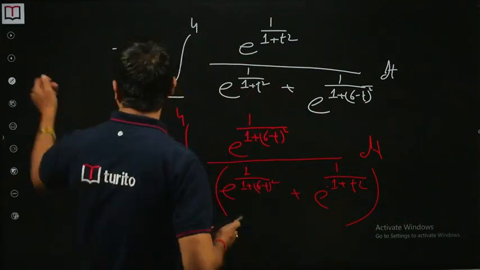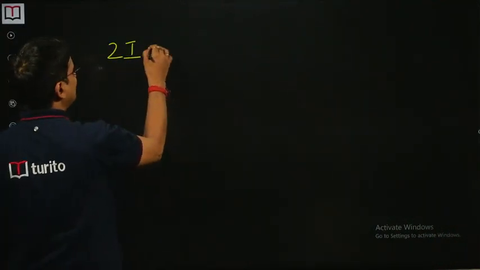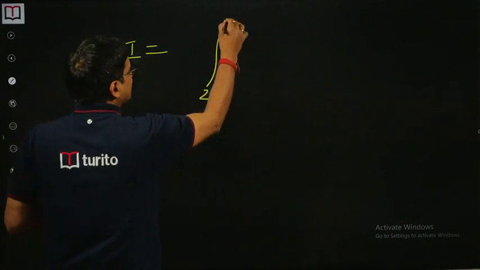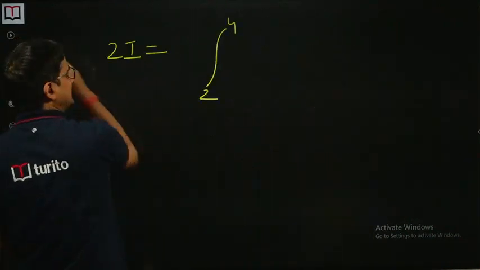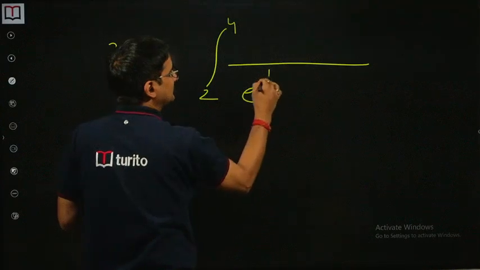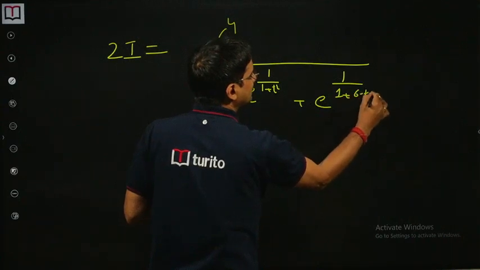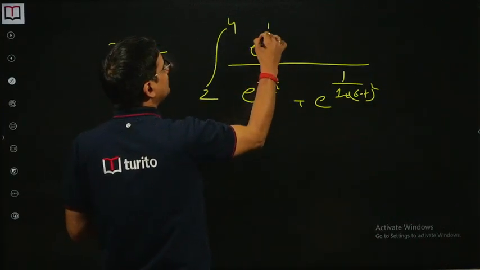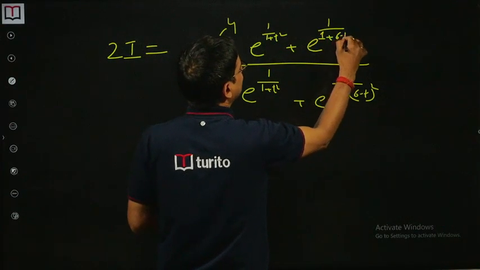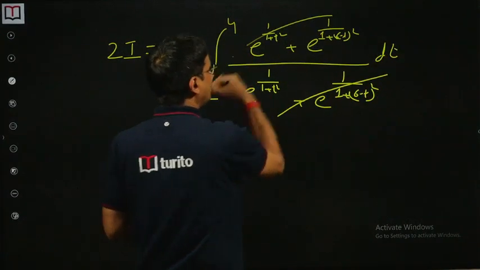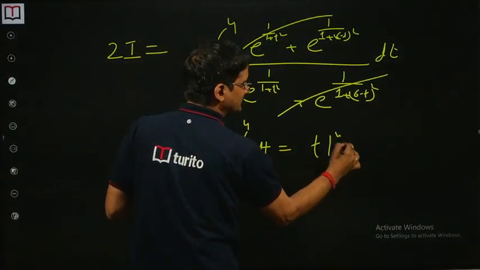And then what do we do? Almost every time we apply Bahubali property, we add the given integral and the one obtained by applying the property. Since denominator is same, when you add them, denominator remains same. So 1 upon 1 plus t square plus e raised to power 1 upon 1 plus 6 minus t whole square, and then what do we get? Whatever we have in denominator itself. That's gone. So it's nothing but the integral 2 to 4 dt, which is t from 2 to 4, which is 2.